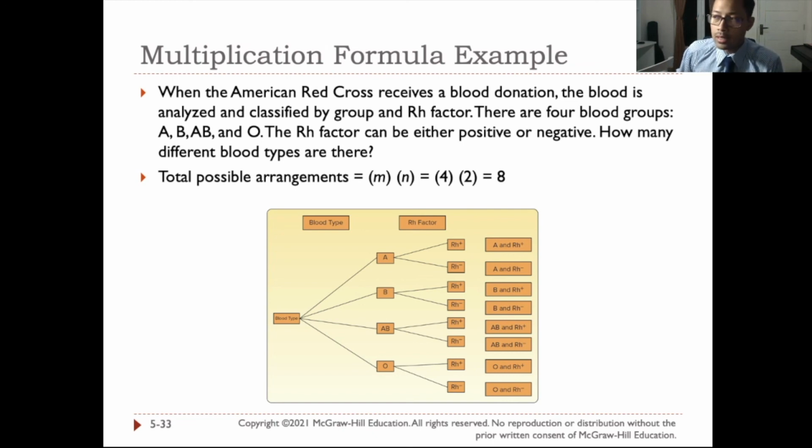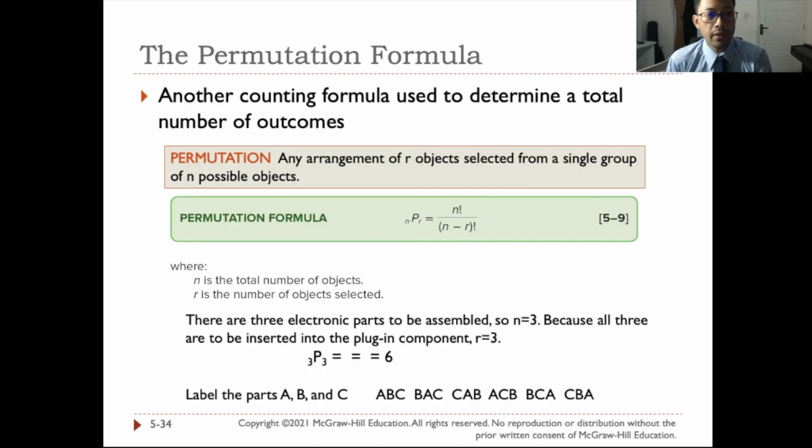Now the tree diagram provides you with a nice visualization of this application of the multiplication formula. Another way of counting is the permutation formula. A permutation is any arrangement of r objects selected from a single group of n possible objects. The permutation formula is denoted as nPr, or n permutation r, and it's equal to n factorial divided by n minus r factorial.